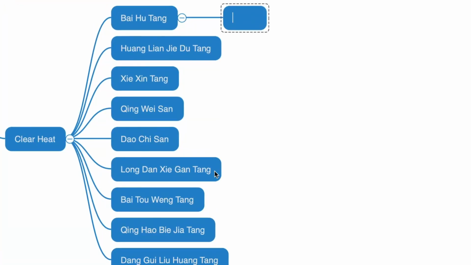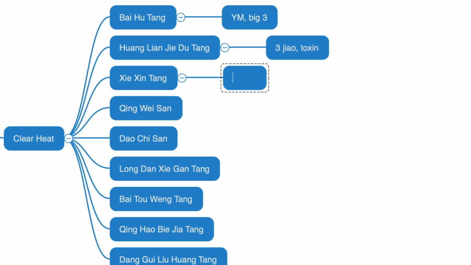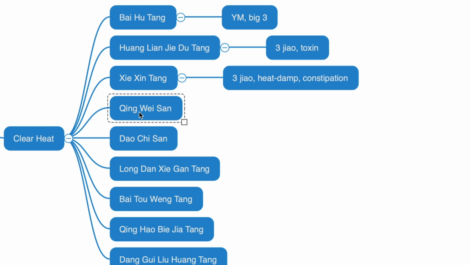Clearing heat by Huanglian Jiedu Tang. Yangming. Good. And Da Cheng Qi Tang, then Huanglian Jiedu Tang. Keyword: 3 Zhao, heat and heat toxin. How about Xie Huang Tang? It treats 3 Zhao too, but in this case heat and damp, and keyword constipation. And Qingwei-san, good, heat in the gum and teeth.